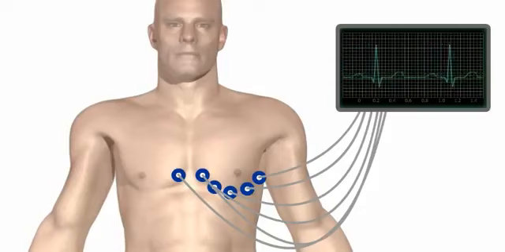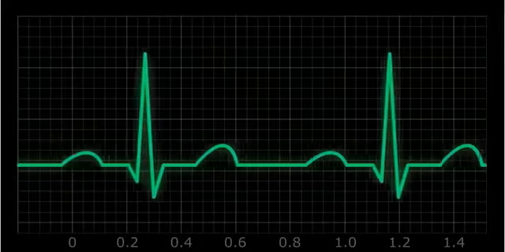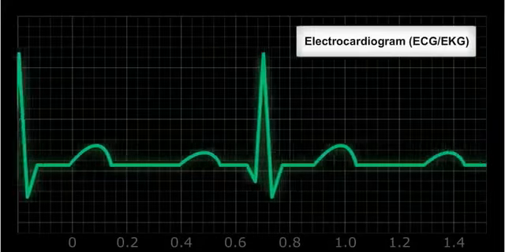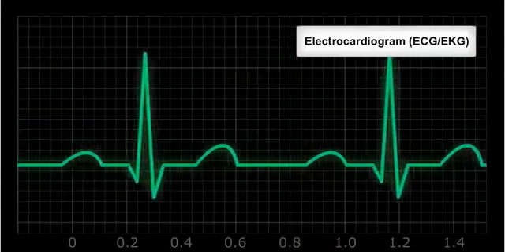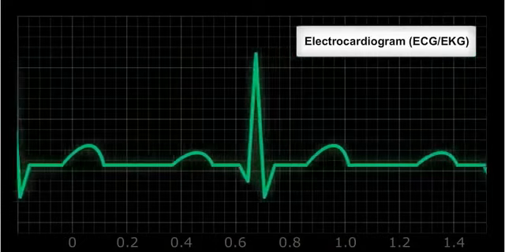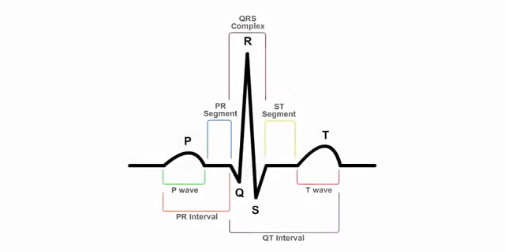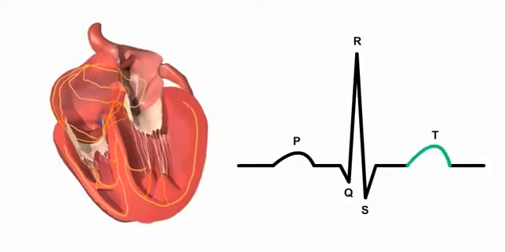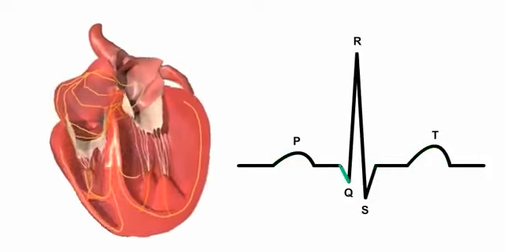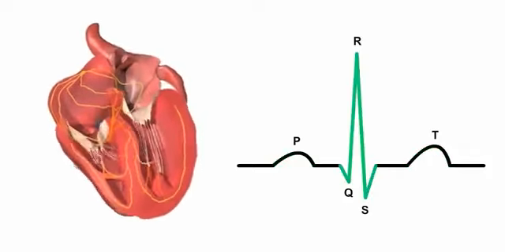A composite recording is produced in the form of a graph. This recording is known as an electrocardiogram, or ECG, sometimes referred to as an EKG. It is a tracing of the overall electrical activity of the heart, resulting from the propagation of many action potentials. Let's look at what happens during a single beat of the heart and how these events are depicted on an ECG.